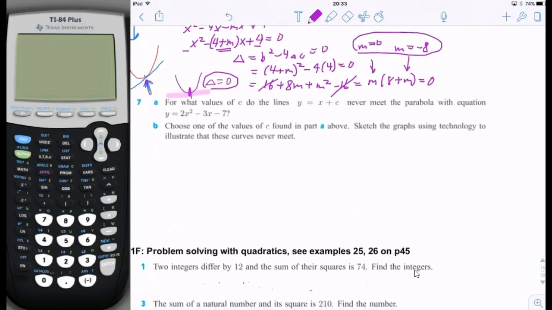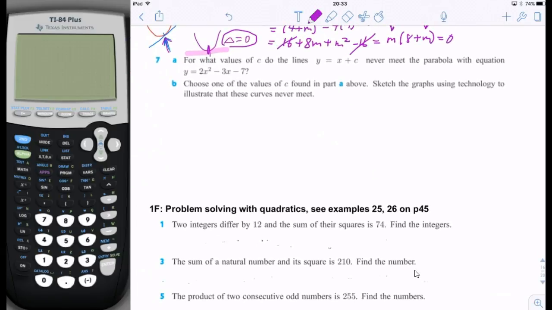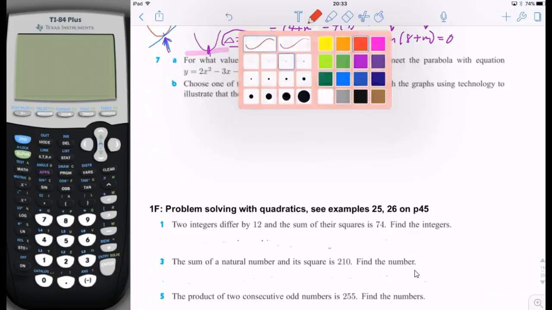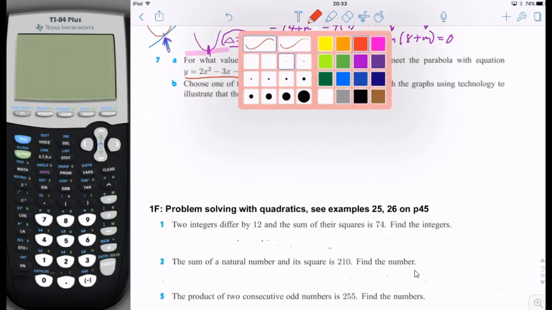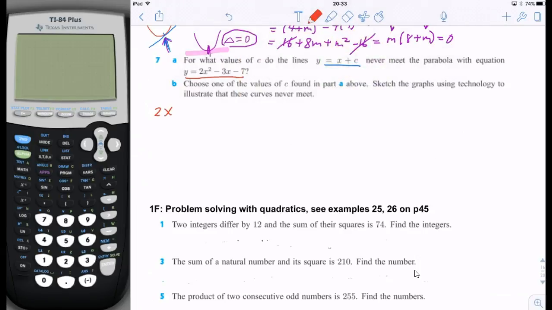Alright, let's move on to 7a. For what values of c do the lines x plus c never meet the parabola with the equation 2x squared minus 3x minus 7? So we got a red parabola, and we have a blue line, and it's asking us, do you see how the blue line, they don't tell us exactly what c is equal to. They want us to figure out what c equals to, and the hint is that x plus c does not ever intersect the parabola.